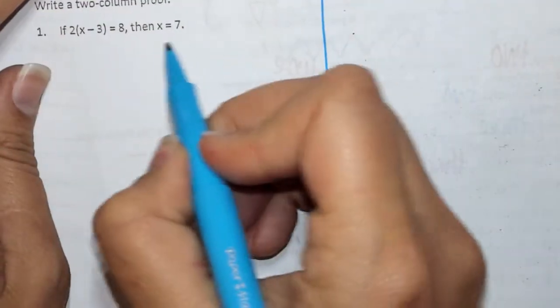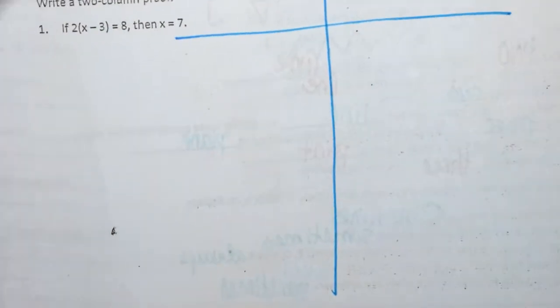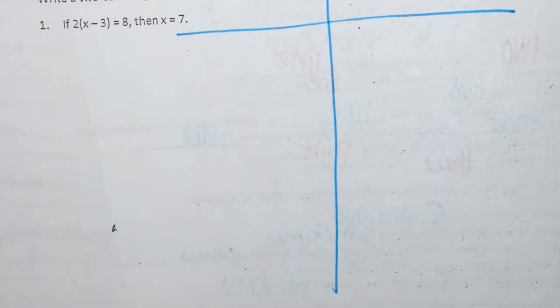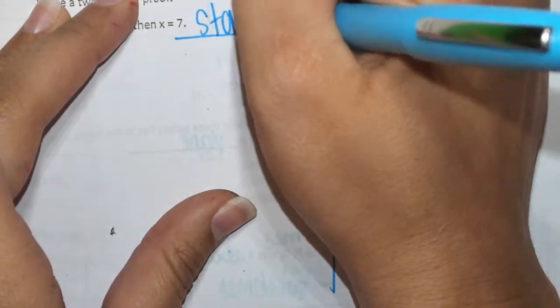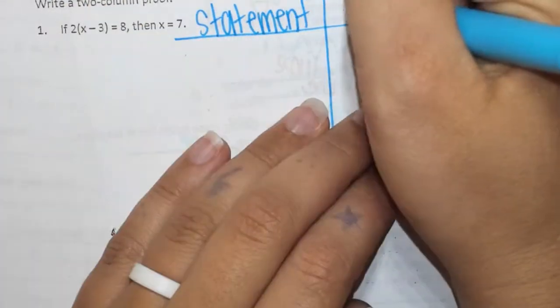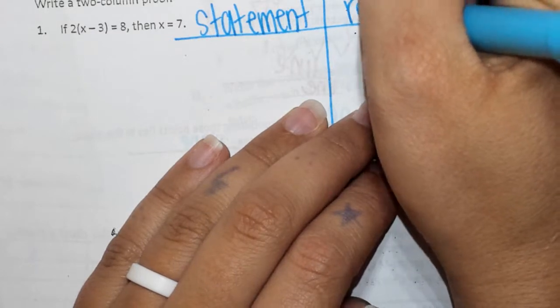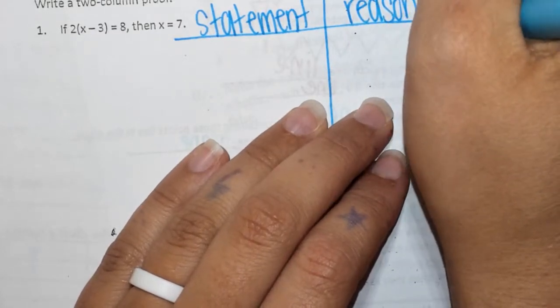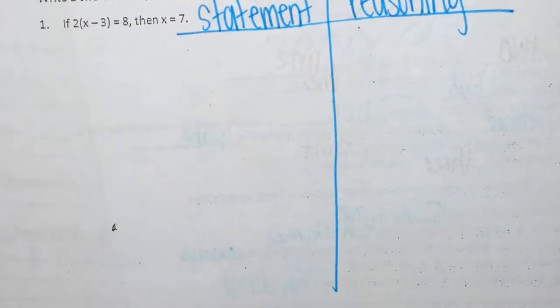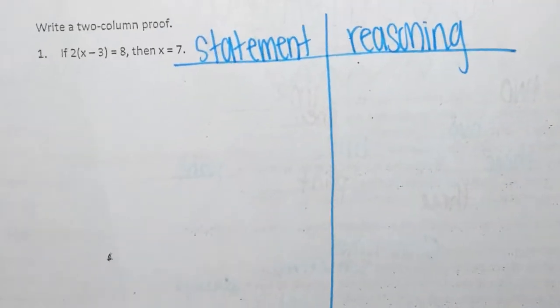Let's just take a deep breath. So we're going to draw a line, and we're going to draw another line. And then at the top, we're going to write the word statement, and then over here, we're going to use our word reasoning. Now, in a proof, you have to justify what you're doing, and that's what we're learning how to do. We're justifying our reasoning.